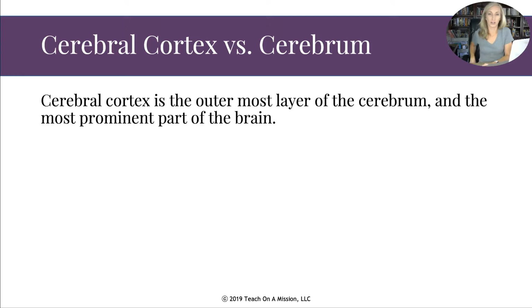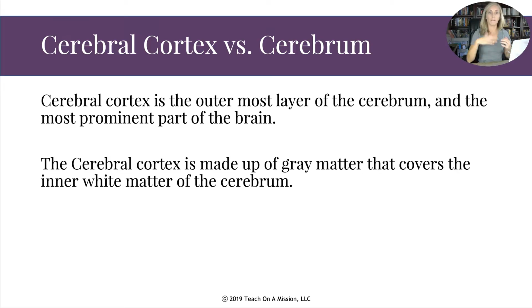So let's talk first about the cerebral cortex versus the cerebrum, because you will see both terms. I talk about them kind of interchangeably, but I think it's important for you to know what they are separately because you're going to see them both. Just know that on the test and in neuroscience in general, it's normally the cerebral cortex that's being talked about. The cerebral cortex is the outermost, very thin layer of the cerebrum, the thicker part, and the most prominent part of the brain.